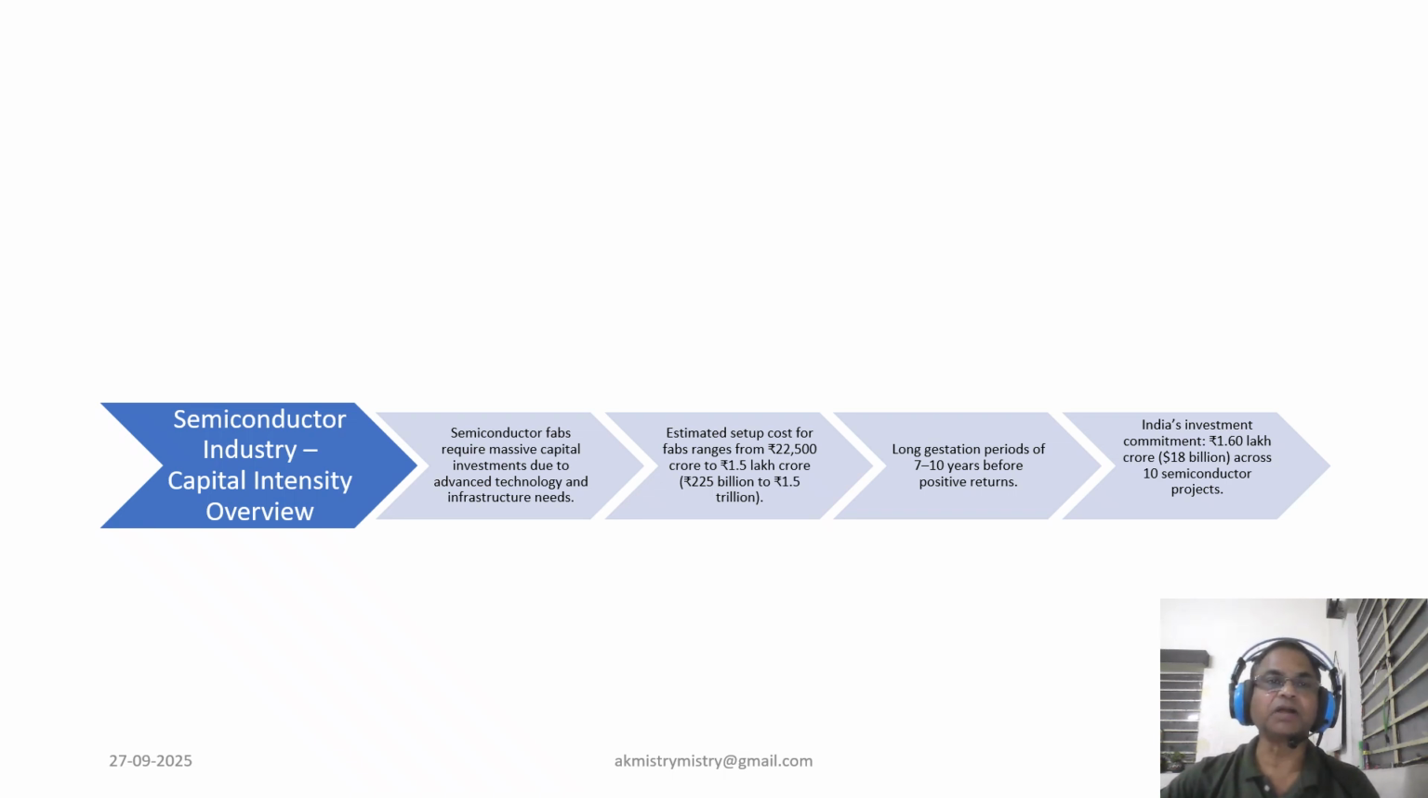Wafer fabrication, the largest cost component. Wafer fabrication is the heart of semiconductor manufacturing and the most expensive part. It accounts for nearly 35 to 45% of total cost. This stage involves photolithography, etching, doping, and deposition across multiple layers. The complexity and the precision required here drive up cost, especially as we move toward smaller nodes like 5 nanometer and 3 nanometer technologies.